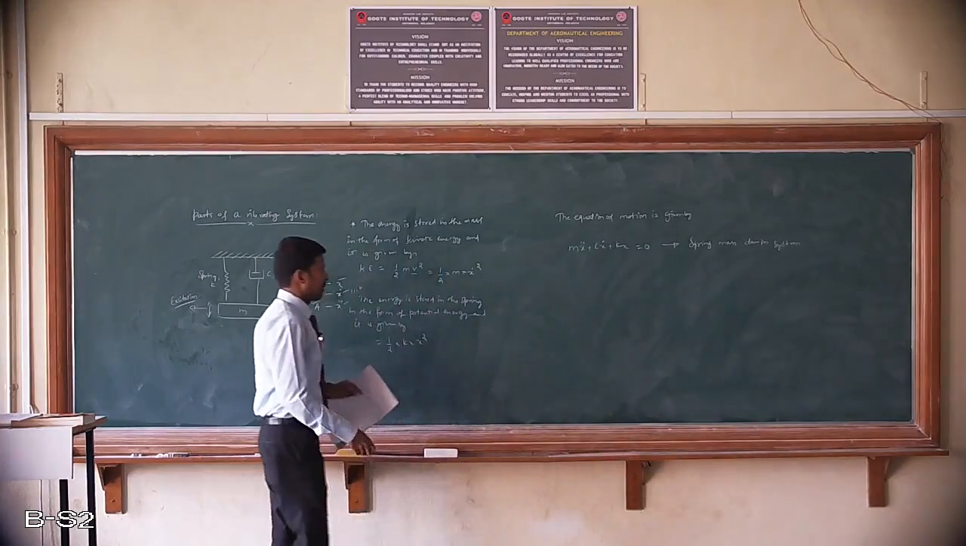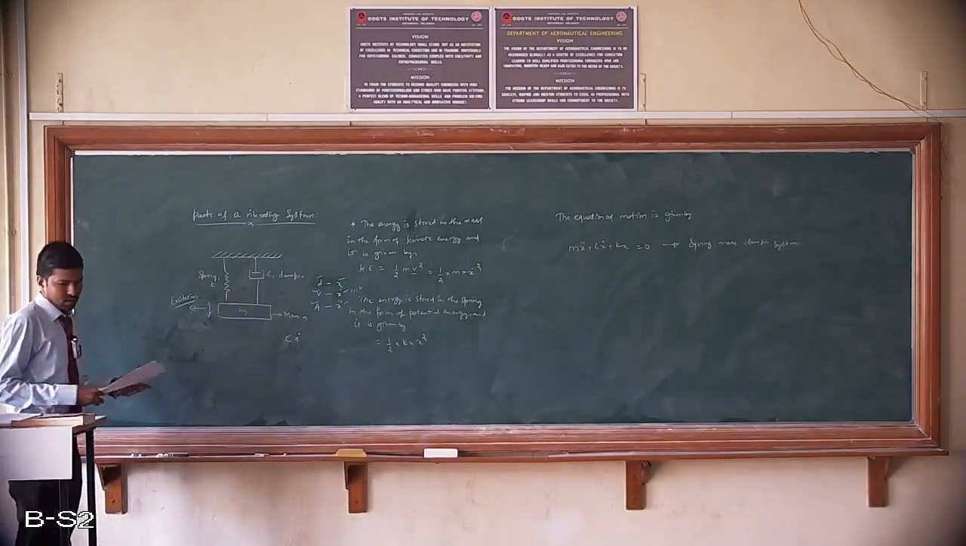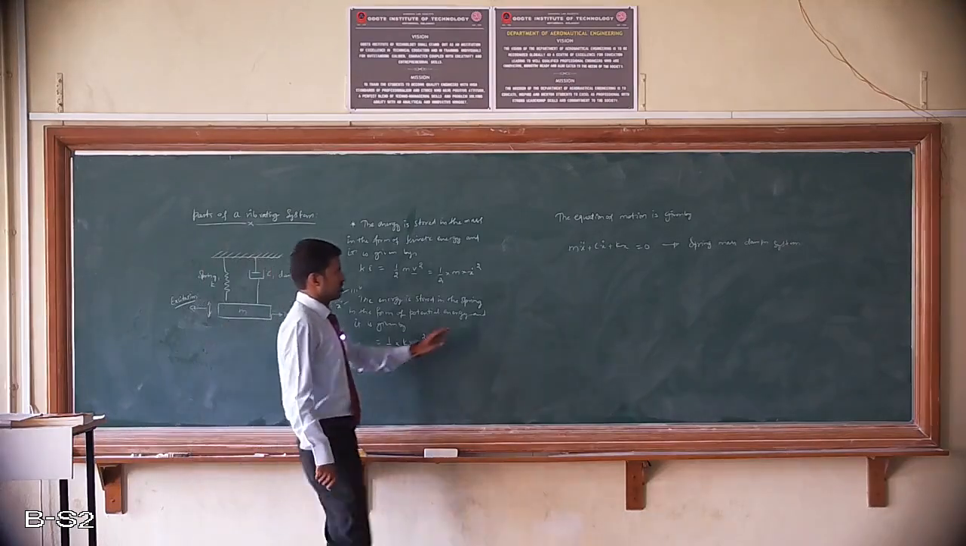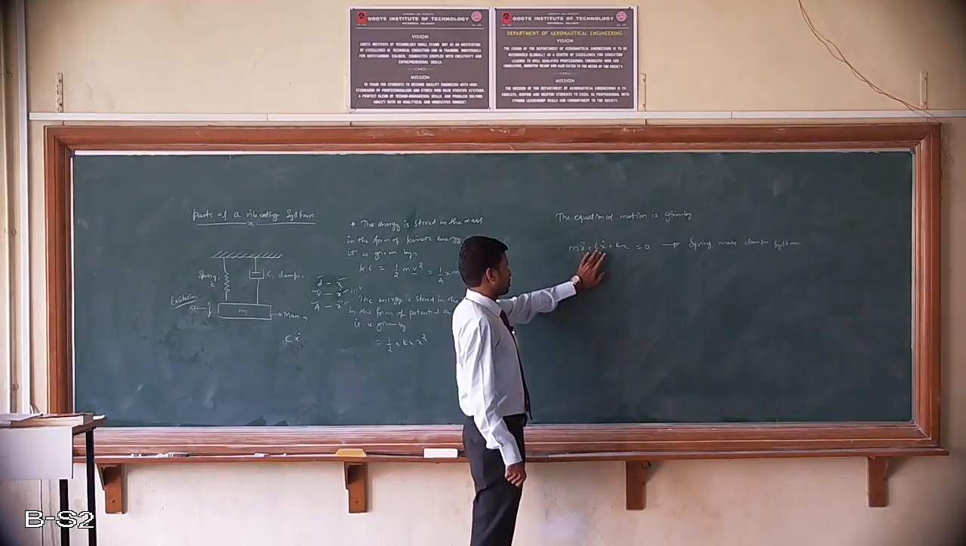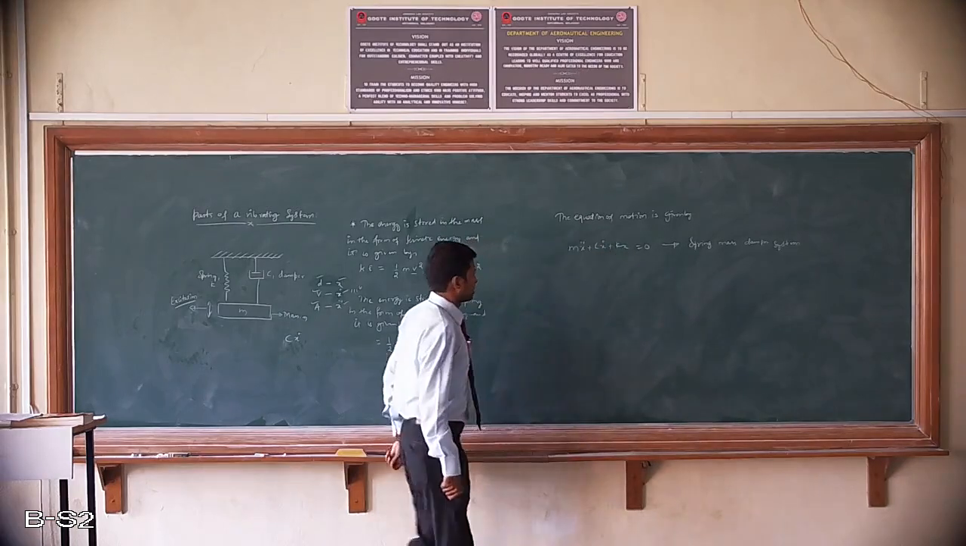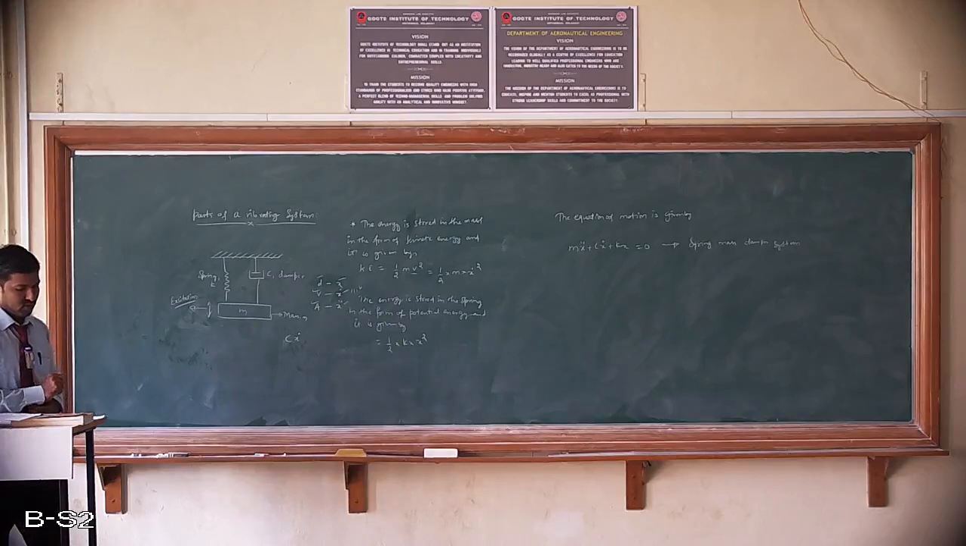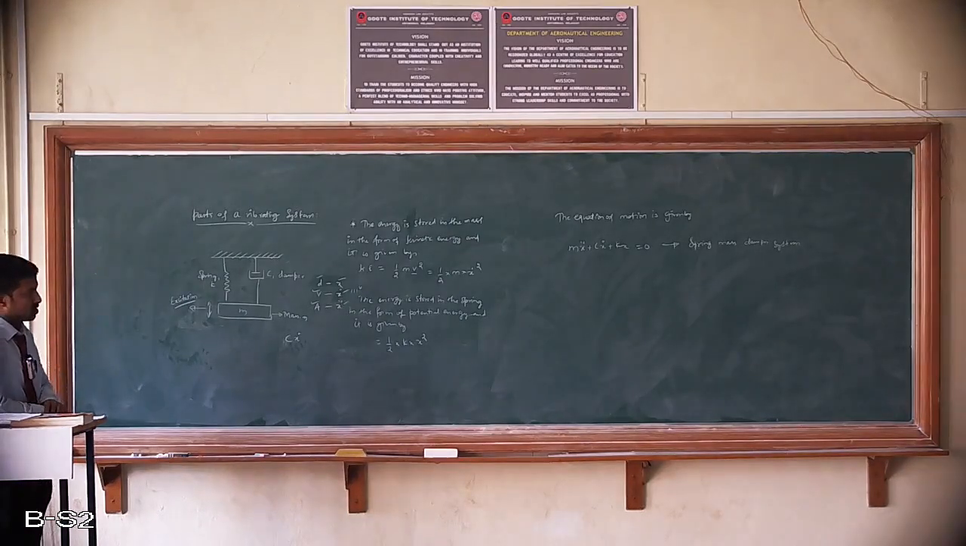Spring mass damper system. So m x double dot plus c x dot plus k x is equal to 0, and this is the equation of motion for the vibratory system, and this holds good for the spring mass damper system.